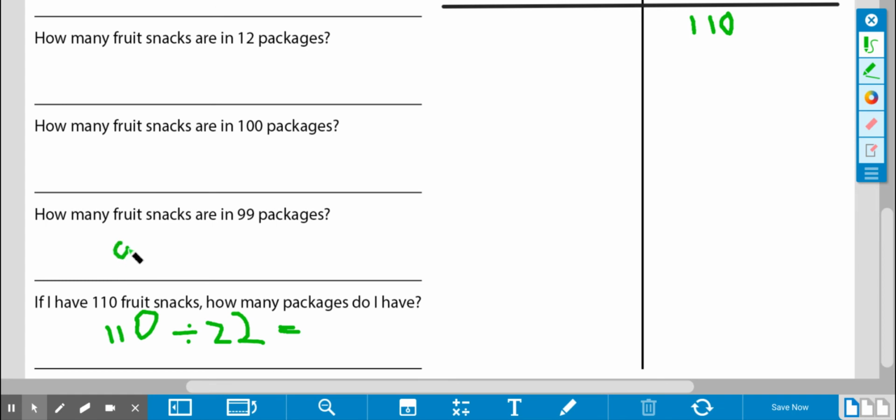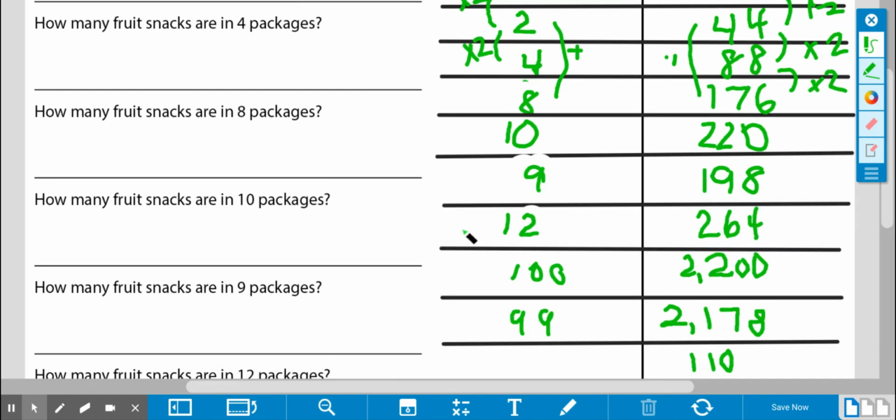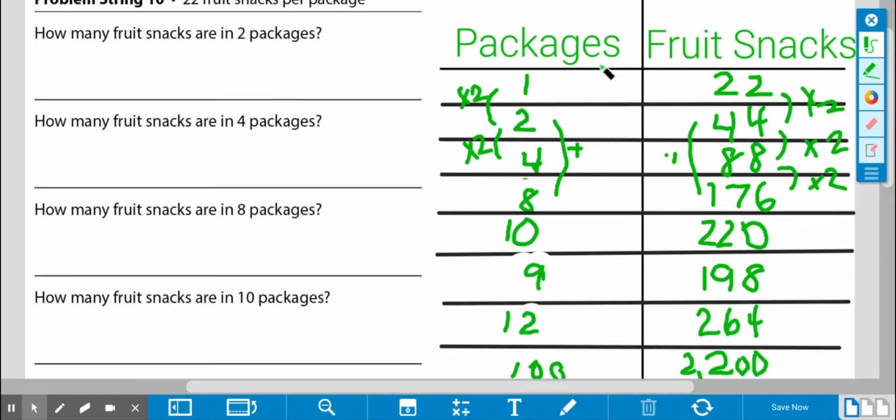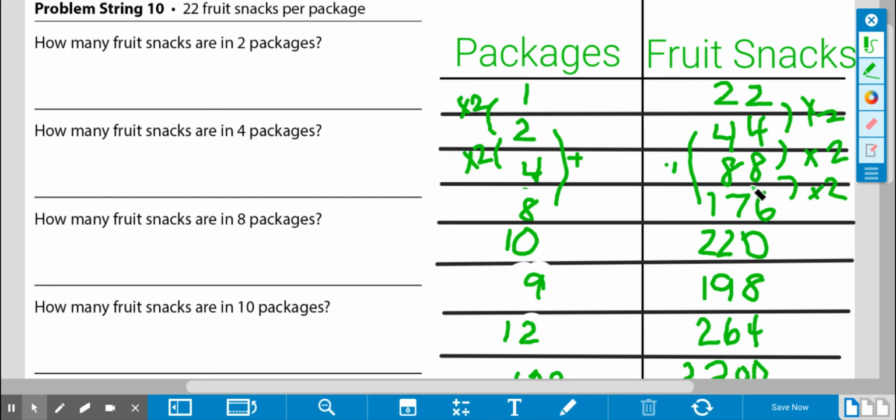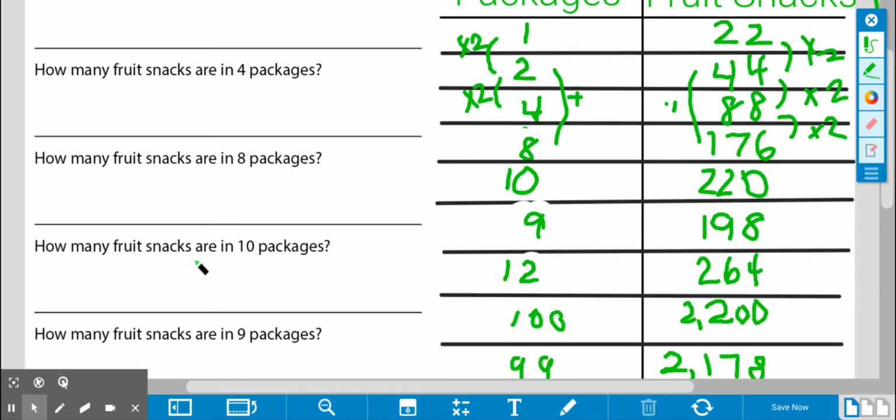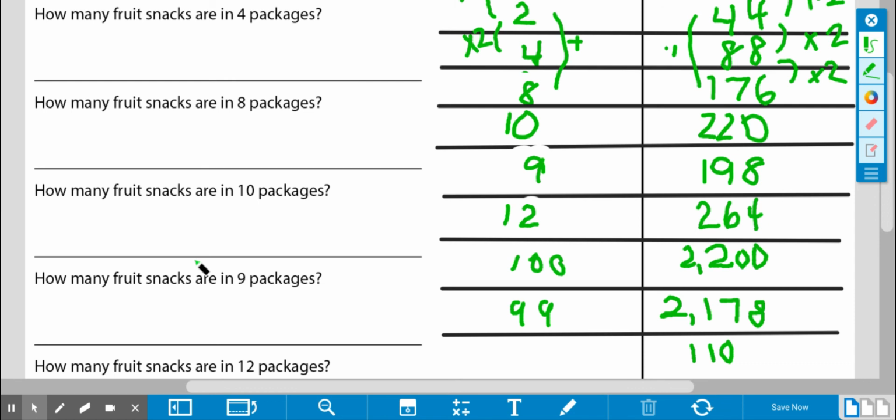Where before, we were doing all multiplication, 99 times 22. So thinking about that and also going back and looking at the ratio table you have written down here, say, well, where would 110 fruit snacks fall in here? And how might that help me figure out and work my way back to the packages? So solving for how many packages would it take to have 110 fruit snacks?